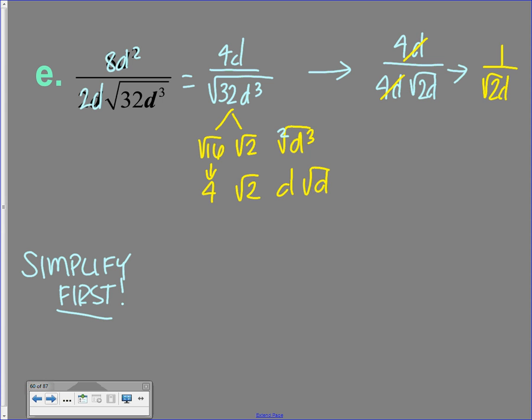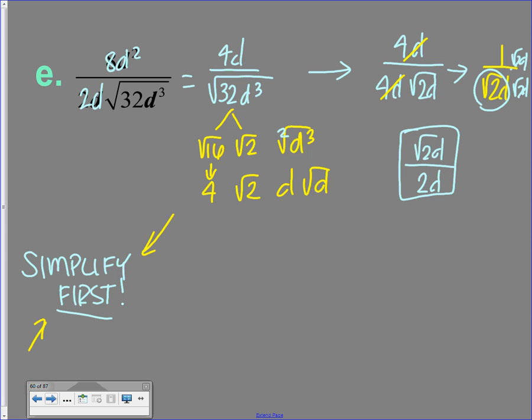Okay, always multiplying by your problem. So my problem is the square root of 2d. So multiply the top and the bottom by the square root of 2d. So the top I've got square root of 2d, and then the square roots cancel on the bottom, and then over 2d. Okay, so that wasn't as bad as maybe you thought, if you simplify first. Arrow, highlight, circle: simplify first. Okay, these are, believe it or not, the simple problems.